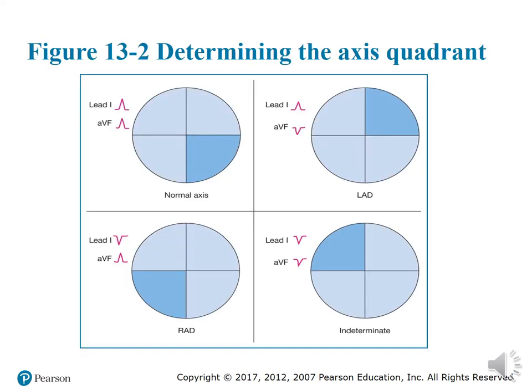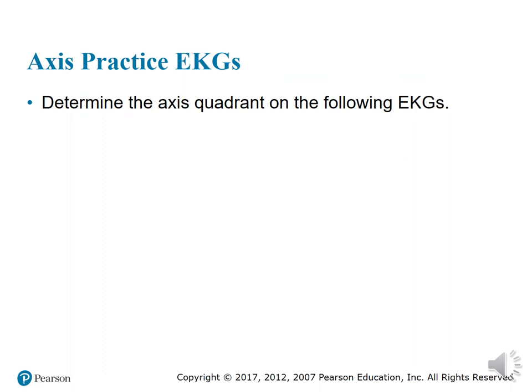All right, and this is what that chart is showing here. We see that leads 1 and AVF are positive, meaning this is the normal axis. Lead 1 is positive, AVF is negative, left axis deviation. Okay. Lead 1 is negative, AVF is positive, right axis deviation. If they're both negative, it's indeterminate. We don't know what's going on. We have to look at some other things. All right, so we're not going to do the practice.